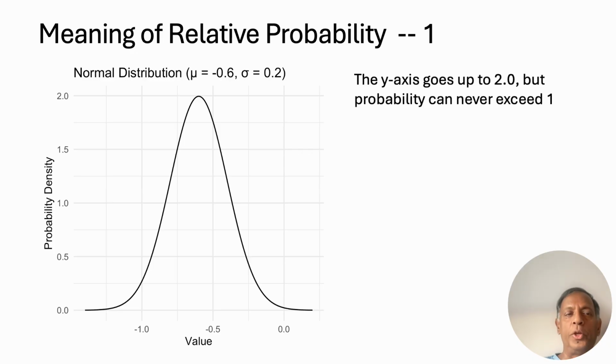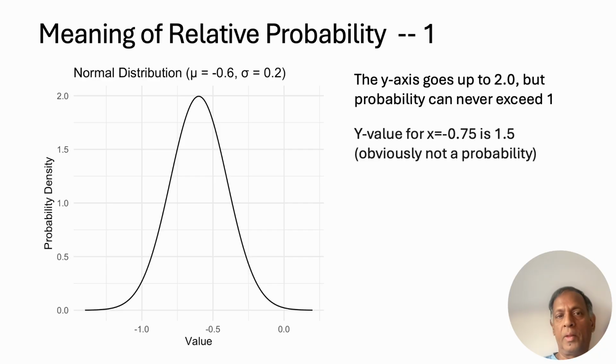Okay, now of course, one thing you're seeing here is that the y-axis is going all the way up to 2. Okay, clearly that is meaningless in the sense that it cannot represent a probability, right? Because a probability can never be greater than 1. So clearly the y values here don't represent probabilities, right? Now if you take the y value for x equals minus 0.75, okay, so that is somewhere here. Its function value is 1.5, somewhere here.